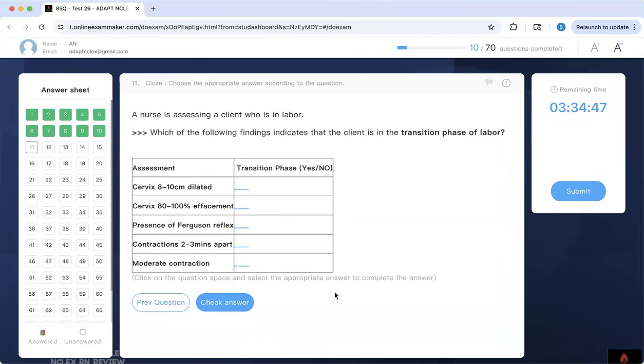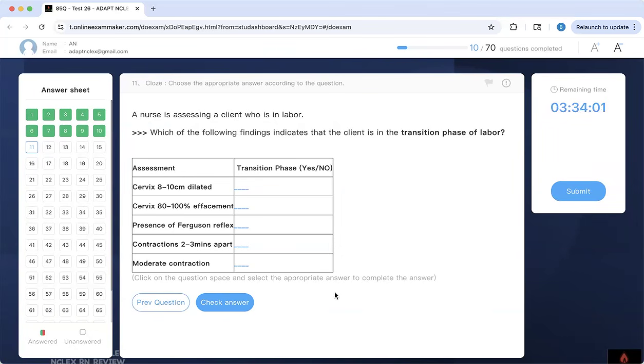Next generation form of question. You know it, so don't worry. It is maternity health promotion. Which of the following findings indicate the client is in the transition phase of labor? This is stage 1, transition phase, and this is assessing the client who's in labor. Which one shows transition phase? Cervical dilation 8 out of 10 centimeters. Cervix is about 80 to 100% effaced. There's a presence of Ferguson reflex. Contractions 2 to 3 minutes apart, and moderate contractions. Is it yes or no?